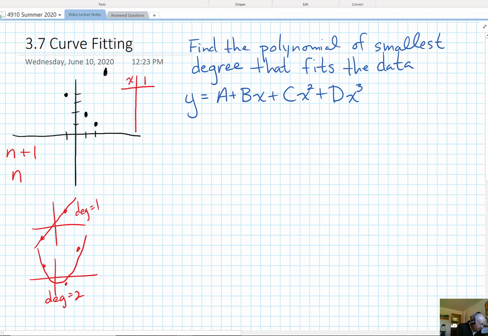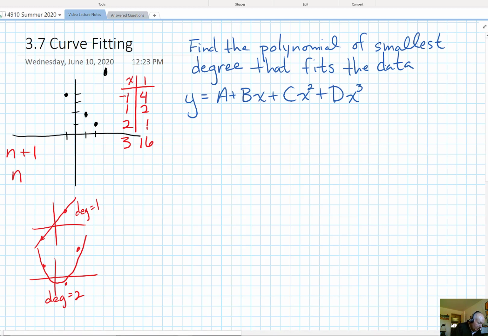Here are our points, okay? So let's write these down. We had (-1, 4), (1, 2), (2, 1), and (3, 16). Okay, so you're probably already ahead of me on this, but what we're going to do is use these points to create a system of equations.